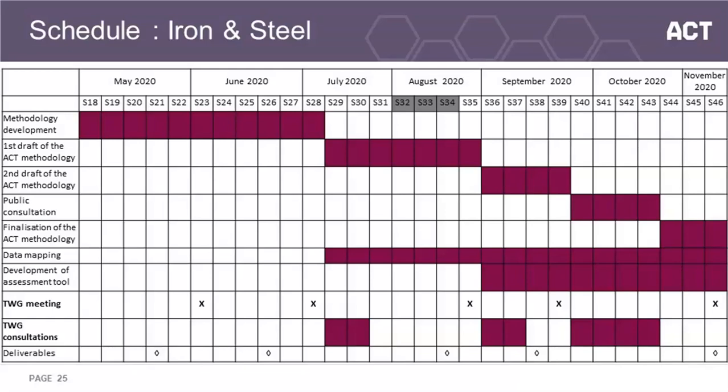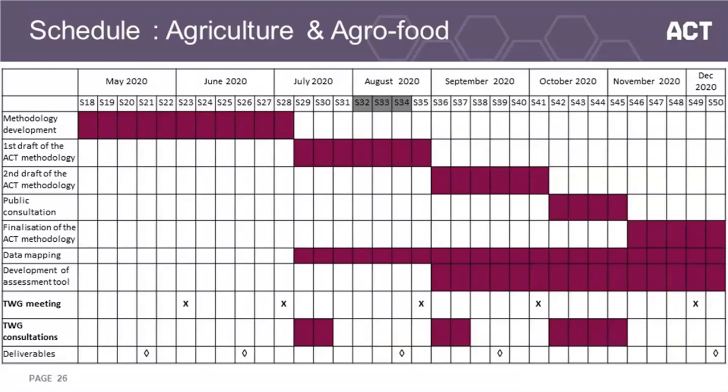The first technical working group meeting will be in June and the last in November. The consultation of the technical working group will be after the second and the third technical working group meetings. And the public consultation, which Alice talked about a bit earlier, will be in October and will last 1 month. The schedule for the agriculture and agri-food methodology development is a bit the same. It will start at the beginning of June and end at the beginning of December. We will have the consultation of the technical working group in July and in September, and the public consultation in October.